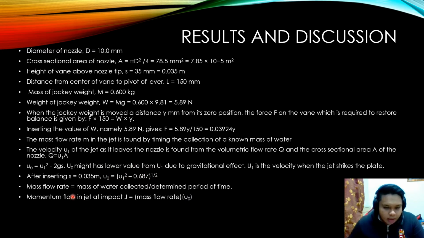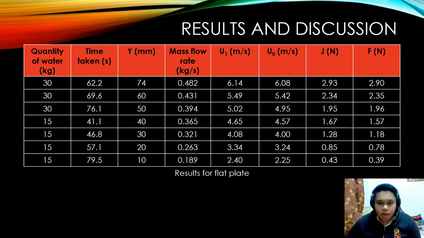The mass flow rate is the mass of water collected divided by the period of time, and the momentum flow in the jet at impact J equals mass flow rate M times U0. So, results and discussion. Firstly, we will take a look at the results for a flat plate. In order to gather 30 kilogram of water, we need 62.2 seconds, and by using this information we can get the mass flow rate in kilogram per second, which results in 0.482 kilogram per second here on the first row.